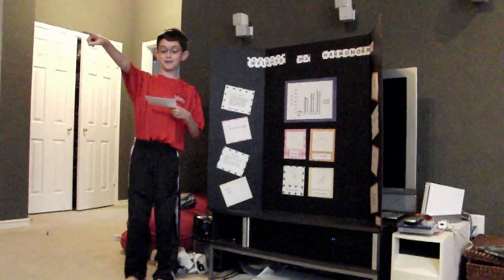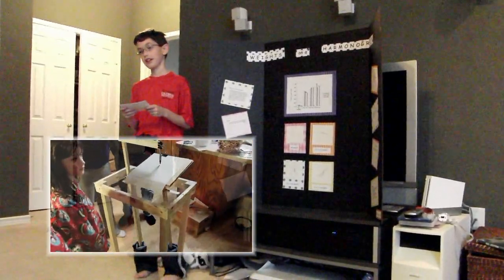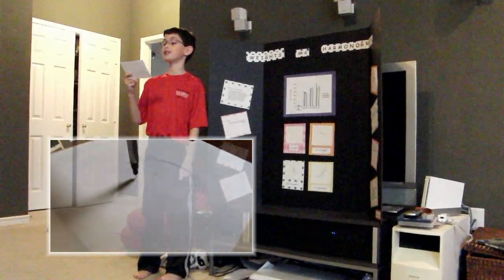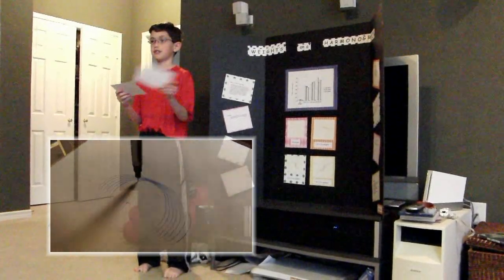The harmonograph is a machine that has two pendulums that draws a picture and shows the ratio of two numbers. It was popular in the 1800s.